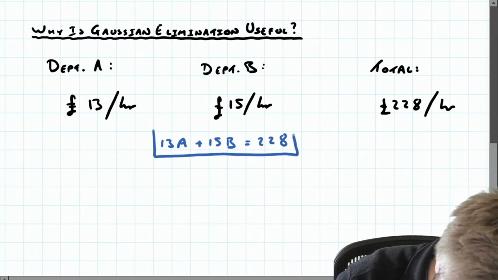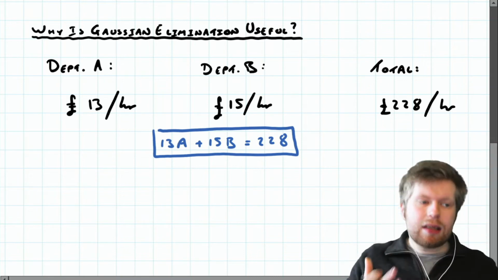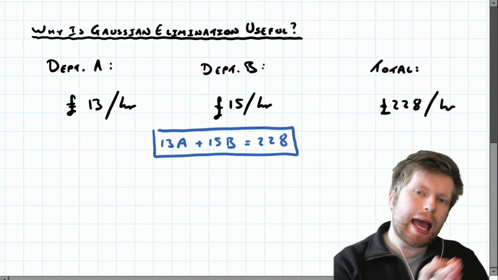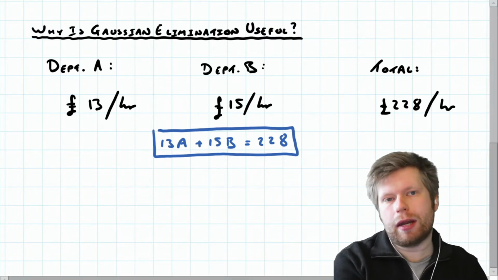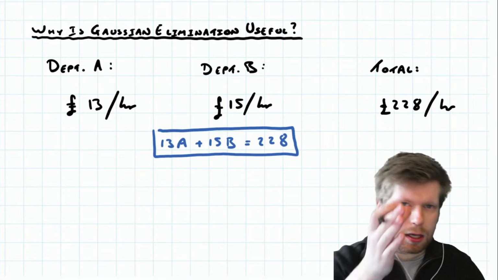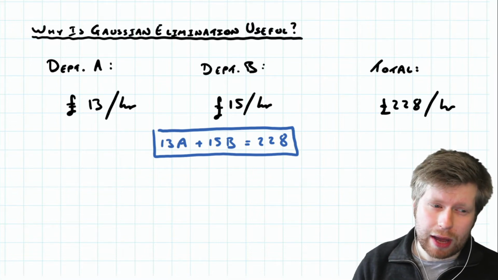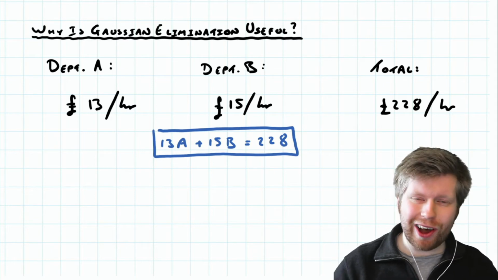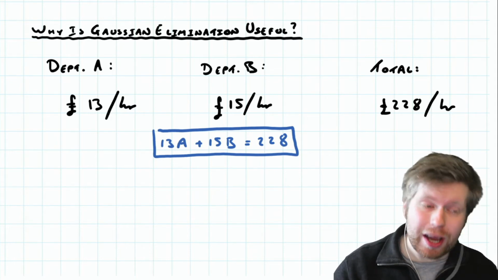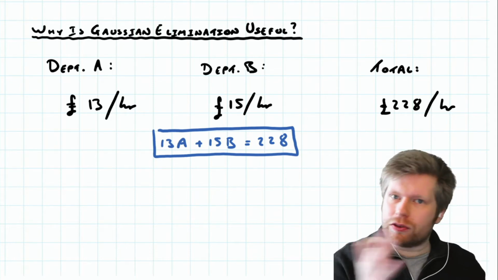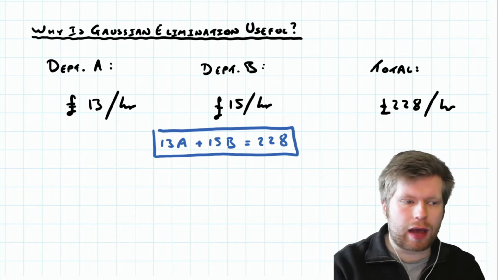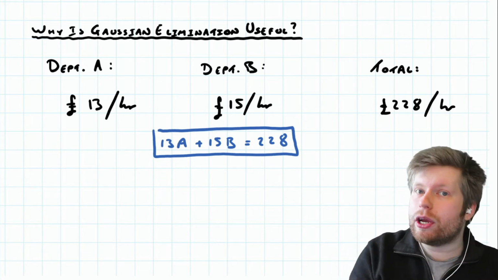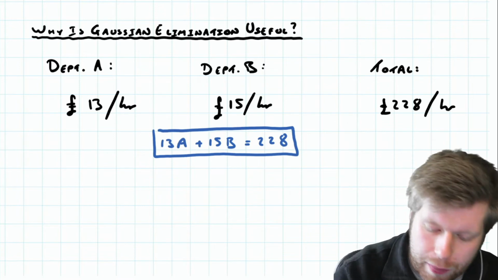Now I just want you to pause the video and think for a second. Is this enough? Can I work out directly how many workers there are working in Department A and Department B? So hopefully you've had an opportunity to pause the video and have a think about that. And hopefully you've decided that the answer to that question is no. There's still an infinite number of values for A and B, an infinite pairing of values for A and B, such that this equation will hold. So I need some more information.